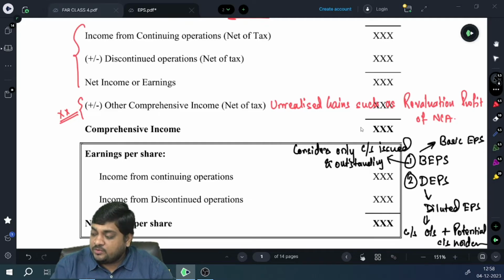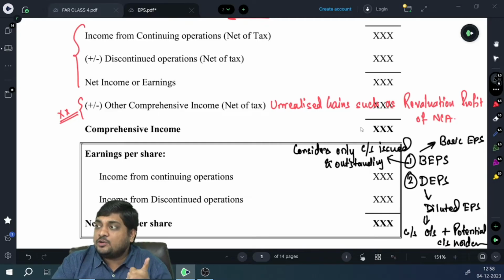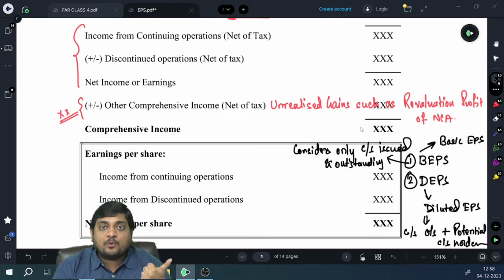So you need to first of all know, do we need to report net income per share? Yes. Do we need to report income from continuing operation per share? Yes. Do we need to report comprehensive income per share? Answer is no. In case of simple capital structure, there is only one EPS that needs to be reported, that is basic earning per share.